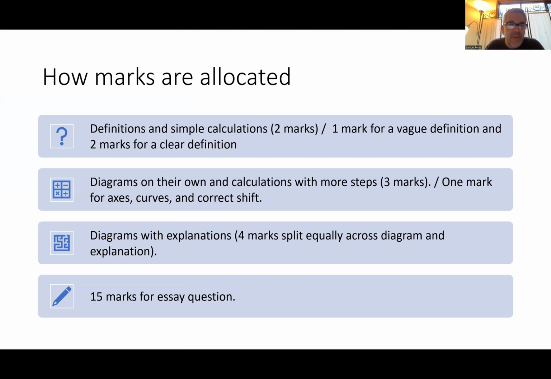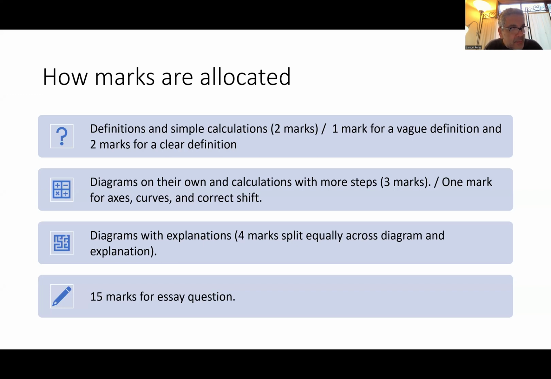Here, I'm going to leave this slide for 1 second for you to read. This is how the marks are allocated. So again, definitions and simple calculations will give you 2 marks. If it's a vague definition, then you will not have the marks. A clear definition is what we usually do in the classroom when you read the definitions and I ask you to read the slide. That's a clearer definition.